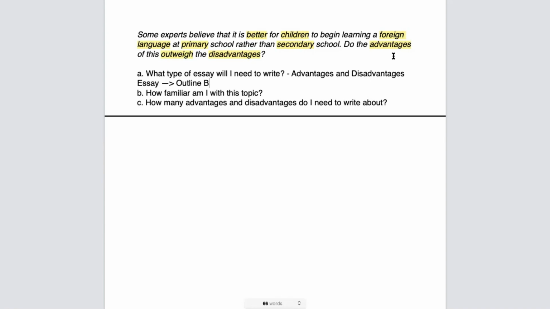If you don't have an opinion on this, you'll want to argue that the advantages outweigh the disadvantages, just because that's probably the easiest route to go into. If you're very passionate about the topic and you believe that the disadvantages outweigh the advantages, go ahead with that. But if I am really not sure about the topic and I don't really have an opinion, I would stick with advantages outweighing the disadvantages. It's always easier to argue for an advantage.